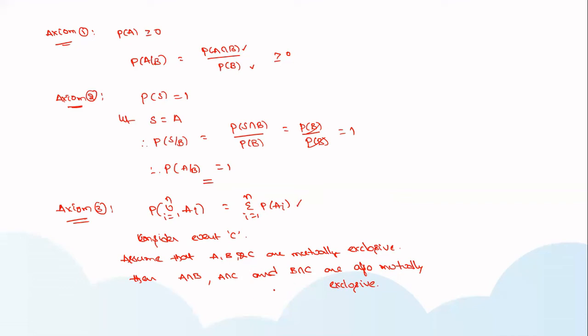For this purpose, I'm taking probability of A union C given B. Event B is already given, so what are the other elements? A and C only. That's why I'm taking probability of A union C for the given event B. So what you need to prove? Probability of A given B plus probability of C given B. This is the statement we need to prove in order to satisfy axiom 3.